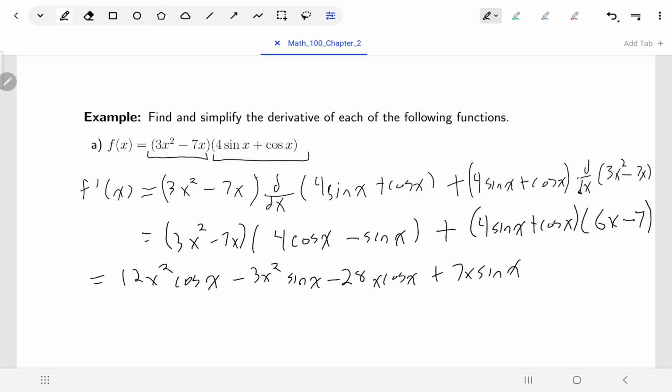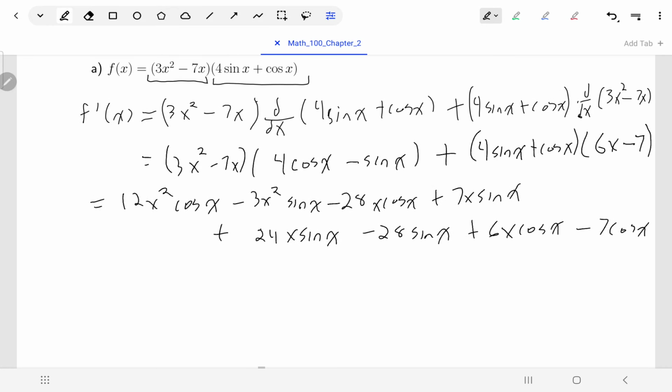And in the second bracket, when I expand that, I'll have plus 24x sine x minus 28 sine x plus 6x cos x, and then minus 7 cos x.